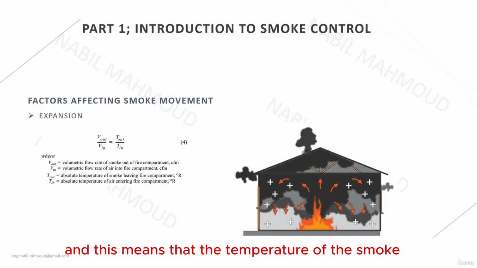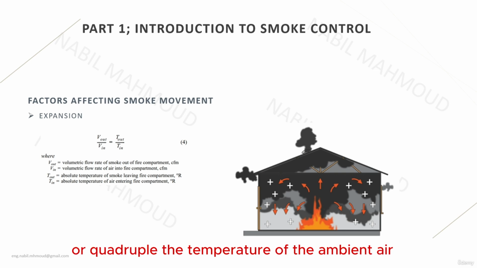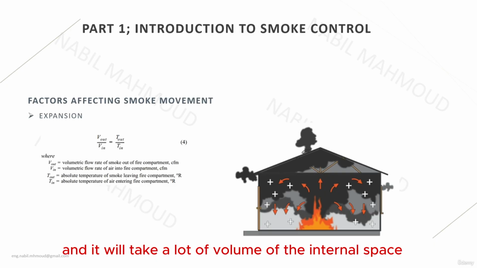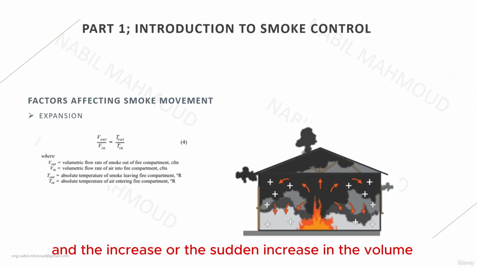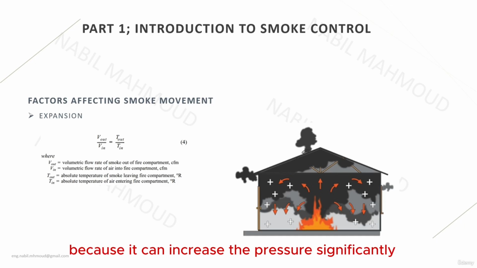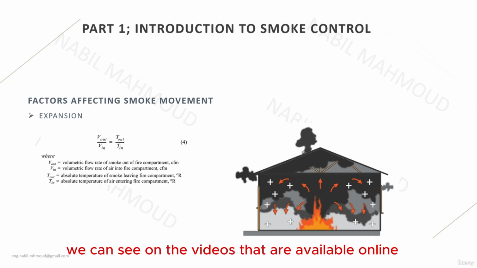And this means that the temperature of the smoke or the hot gases will be more than double, or more than triple or quadruple the temperature of the ambient air. This will mean that the volume of the smoke will be intensified, and it will take a lot of volume of the internal space. And the sudden increase in the volume will exert a pressure on the space. And this is very dangerous because it can increase the pressure significantly inside the space if the space is airtight or sealed. And we can see this in videos that are available online.